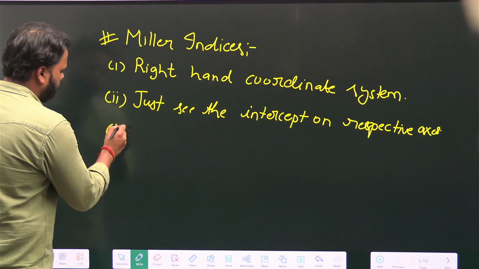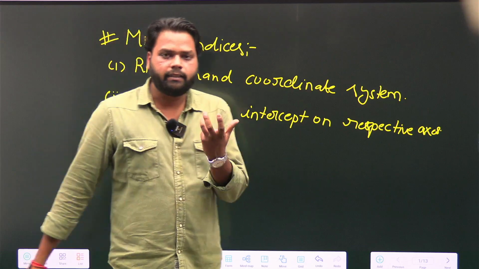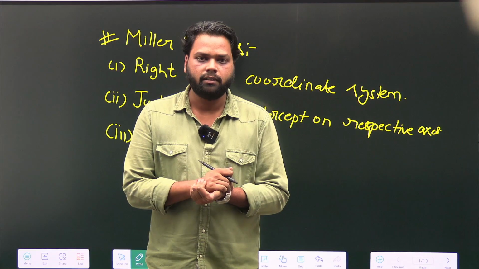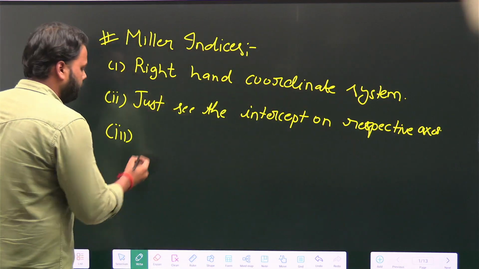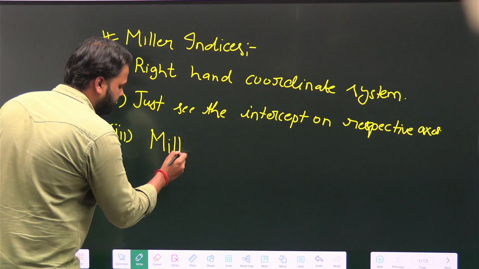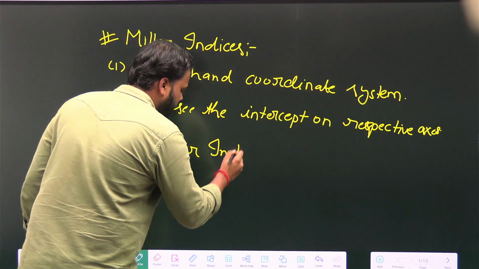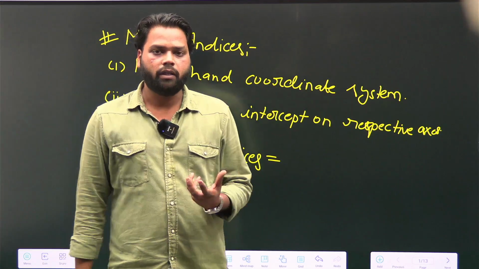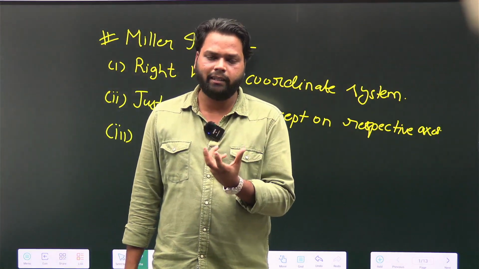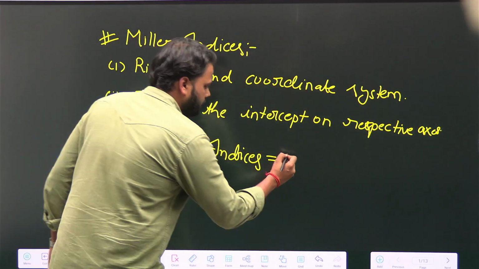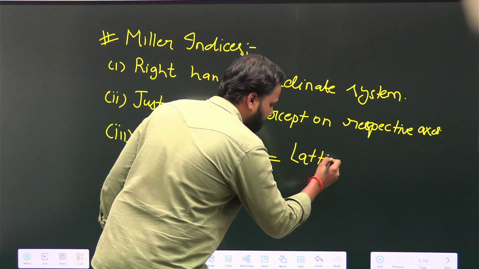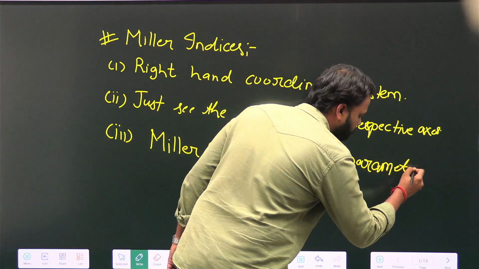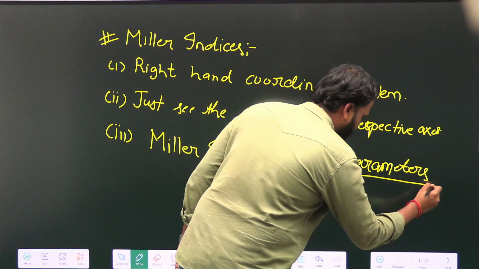Third one. When we get the intercepts, and we always know what our lattice parameter is, I told you that the Miller indices will be defined as the ratio of lattice parameters and their intercepts.